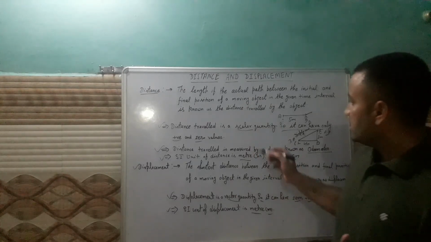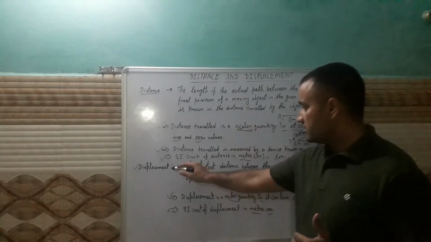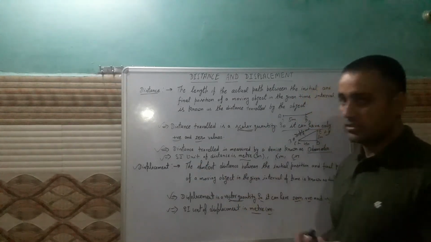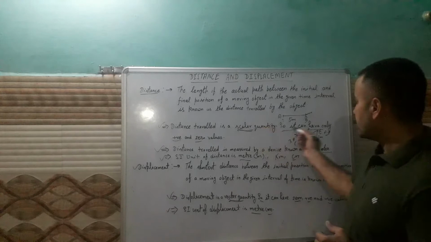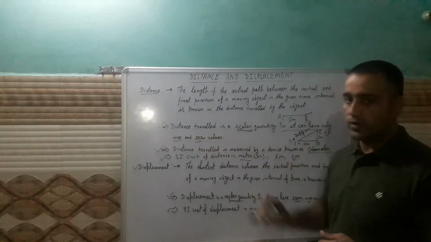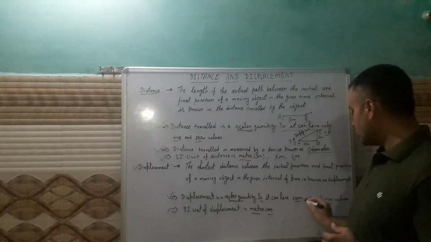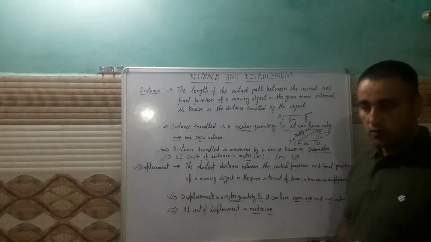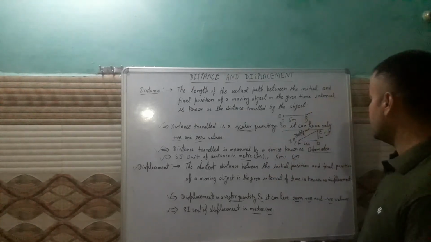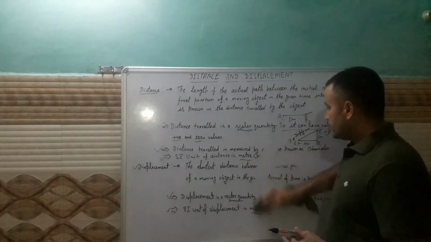Distance is a scalar quantity, whereas displacement is a vector quantity. As it is a scalar quantity, distance can have only positive and zero values, and displacement can have zero, positive and negative values.